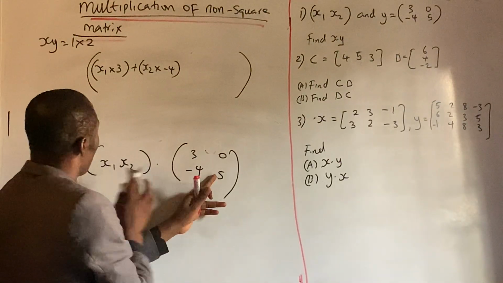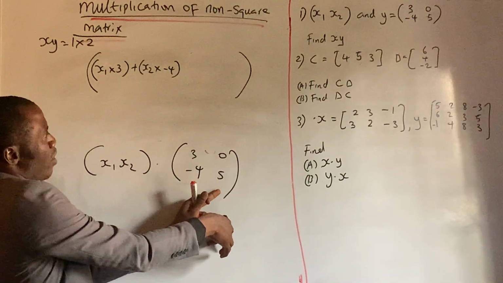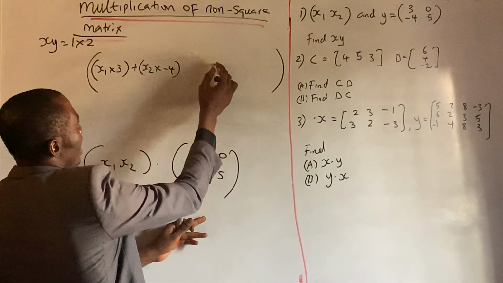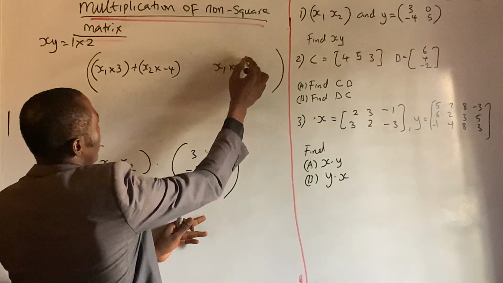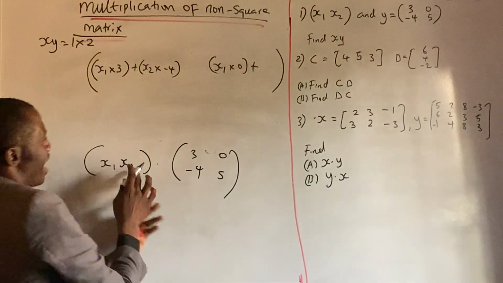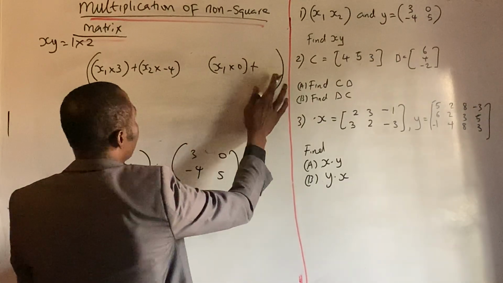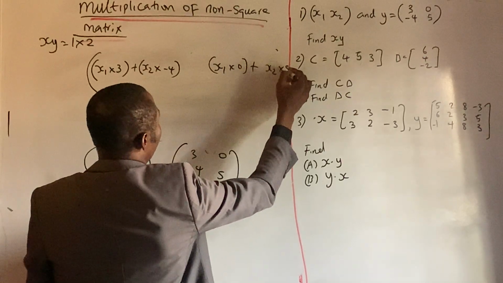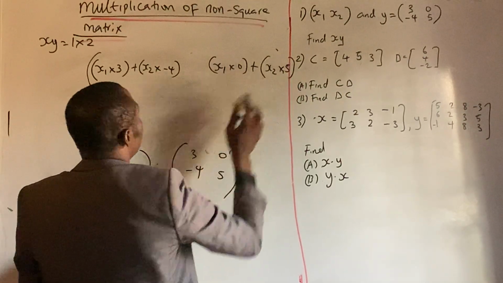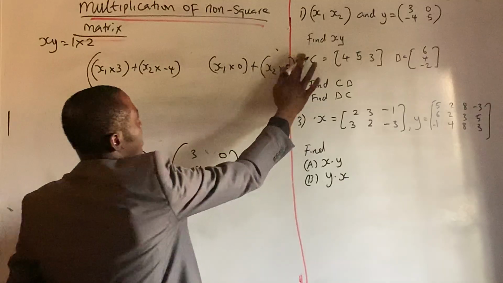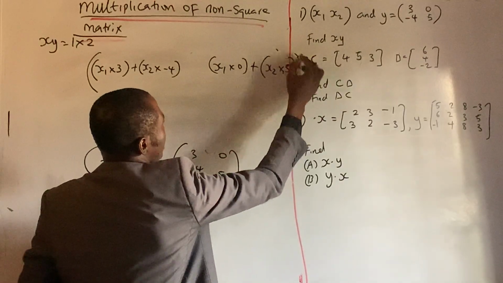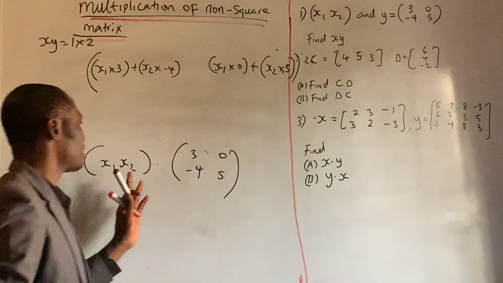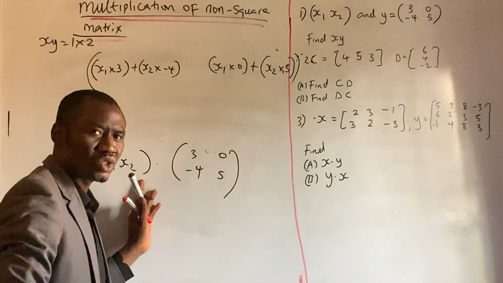All right, the next one, we'll still take this row and multiply what we have here. So we have x1 times 0, plus x2 times 5. If you don't know how we got this, I will take it again so that you can understand what we are doing. I said you need to find out whether the matrix operation can be done.